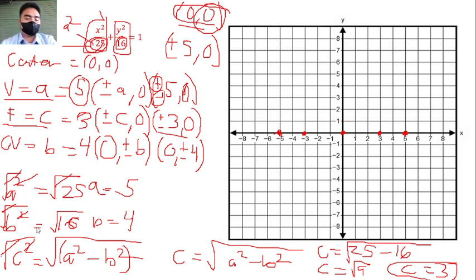Alright, so we have now the vertices and the foci. Now, what are your co-vertices? You have positive and negative 4, or you're going to add and subtract from your origin. So you're going to add 4: 1, 2, 3, 4. This is your co-vertex. And you're going to subtract 4 as well: 1, 2, 3, 4. So this is your co-vertex.